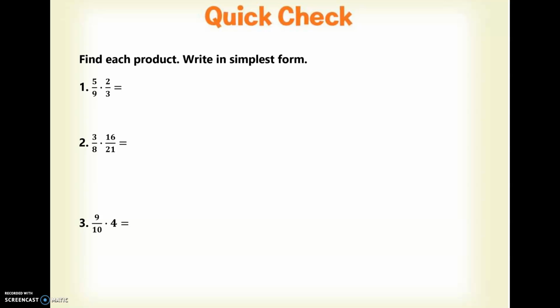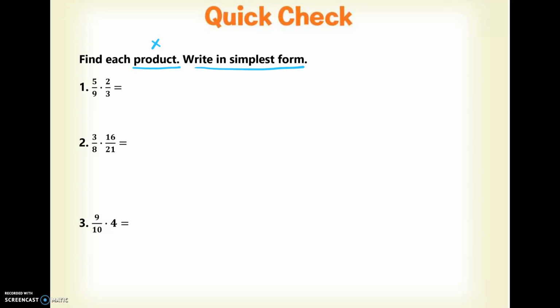So this first one says find each product, write in simplest form. Remember, product tells us we're doing multiplication, and write in simplest form is telling us we're going to have to simplify each of our fractions after we've done the multiplication. As we have talked about, when you multiply fractions, you just multiply the numerators and multiply the denominators.